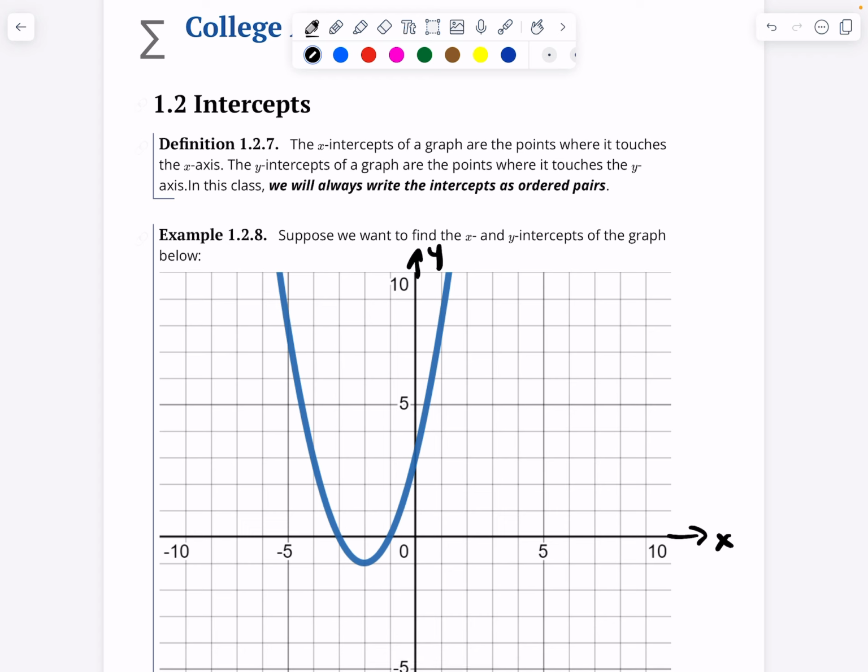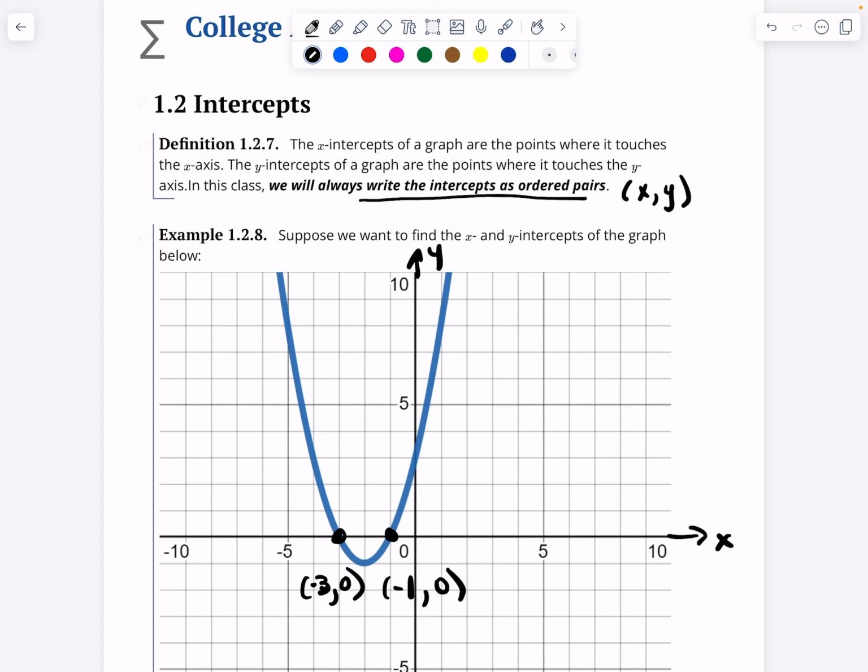When we write our intercepts, we always write them as an ordered pair. And remember, in our ordered pair, the x value goes first and the y value goes second. All right, so the x-intercepts of the graph are the points where it touches the x-axis. So this point right here has a -1 x value and a 0 y value. And this one right here has a -3 x value and a 0 y value.